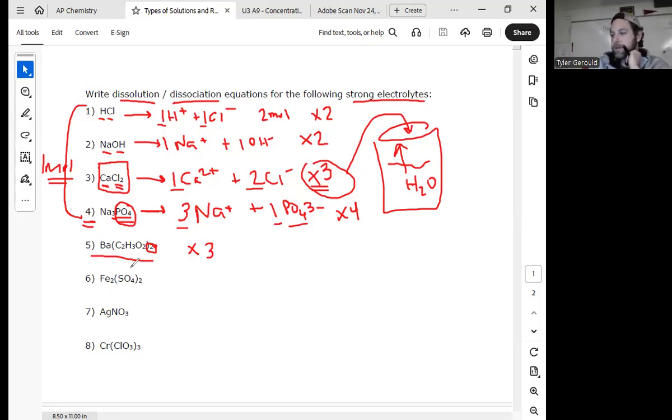Number 6 looks like a typo. Let's just ignore that one. Silver nitrate should be times 2. And chromium chlorate is a times 4 effect. 1 part chromium and 3 parts chlorates.